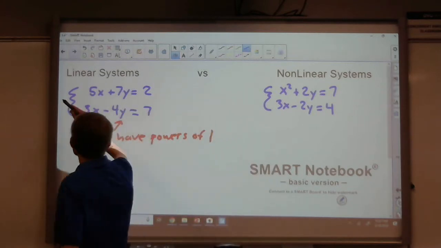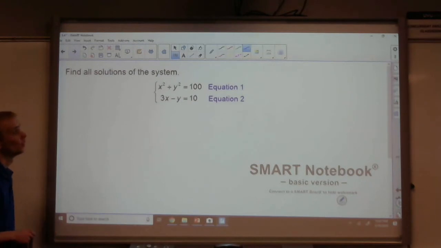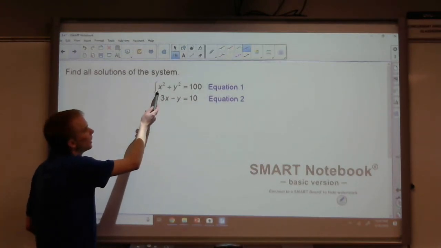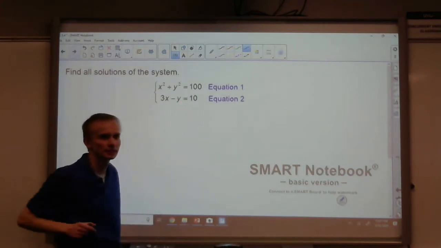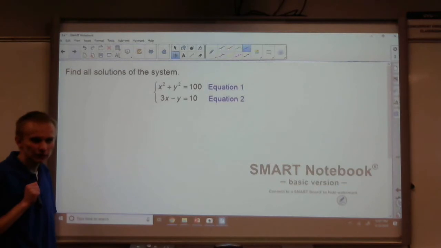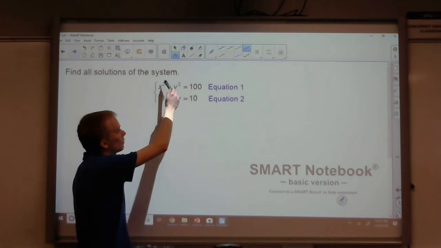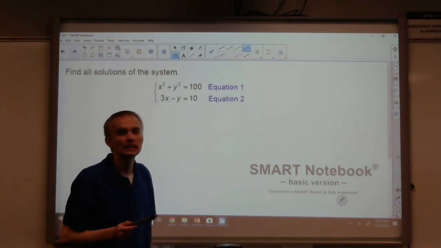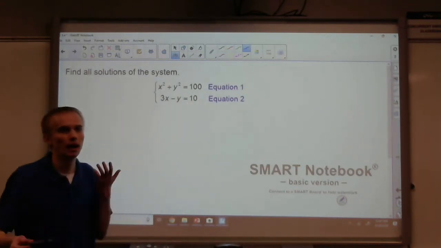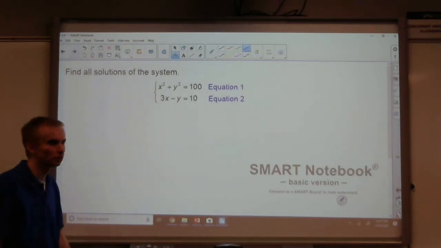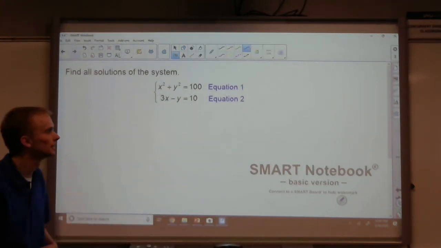So let's look at an example here. Let's say that I have this system here. x squared plus y squared is equal to 100, okay? Now what does that look like graphically? Well, if you have x squared plus y squared, that's going to be a circle of radius 10, actually, if you remember doing circles from a long time ago. This is actually a circle. I'll show you the graph in a second once we solve this out.